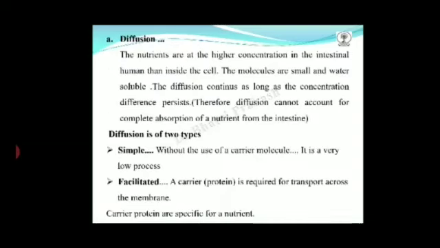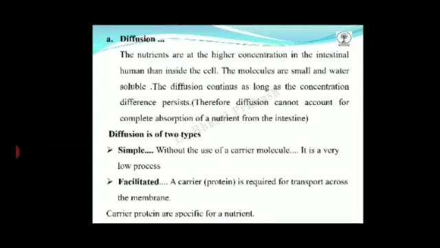What is diffusion? The nutrients are at a higher concentration in the intestinal lumen than inside the cell. The molecules are also small and water soluble. The diffusion continues as long as the concentration difference persists. That is, as long as there is higher concentration on one side and lower concentration on the other, the diffusion will continue. Therefore, diffusion cannot account for a complete absorption of a nutrient from the intestine.